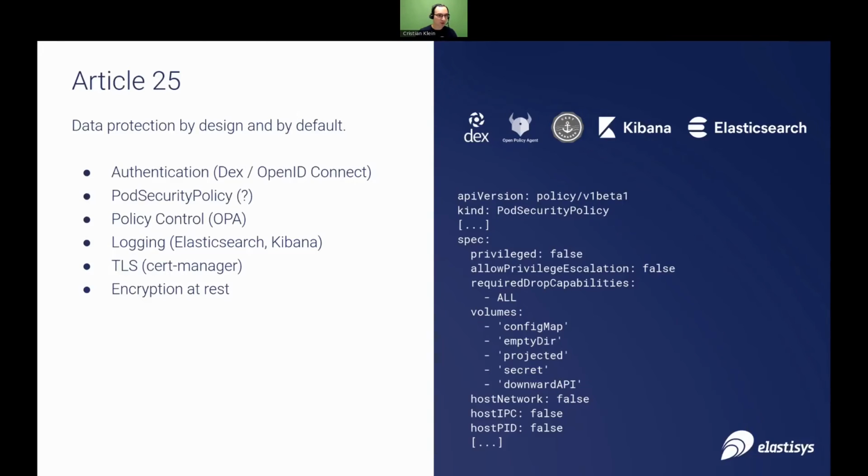So we discussed also logging, and then Cert Manager, of course, can help you to encrypt all your traffic via TLS over public networks. I think that nowadays, thanks to efforts such as Let's Encrypt, there is really no excuse for anybody to use plain HTTP over the public internet.